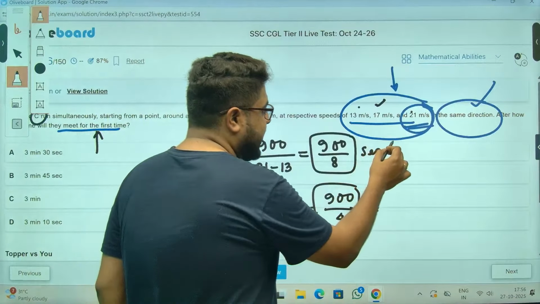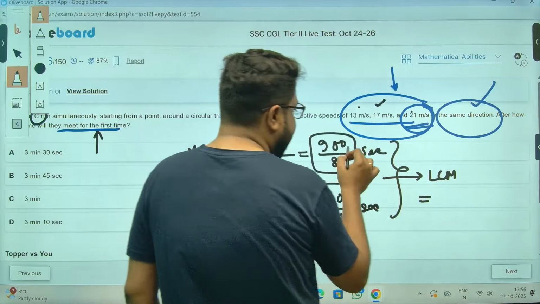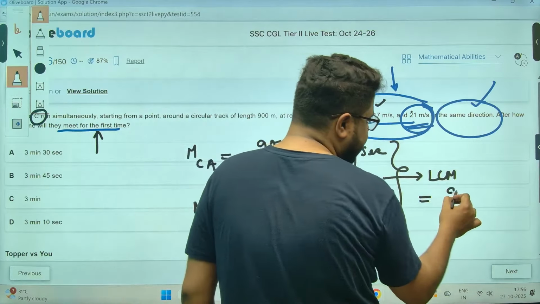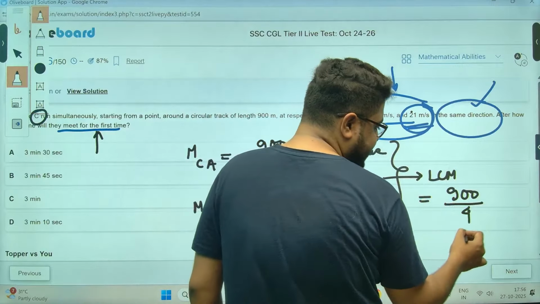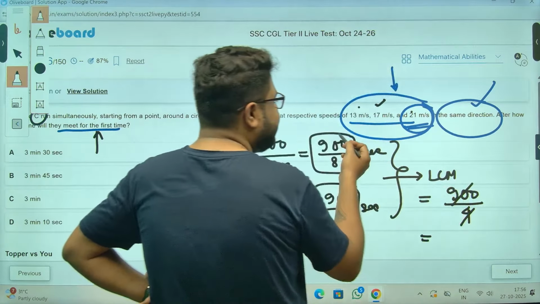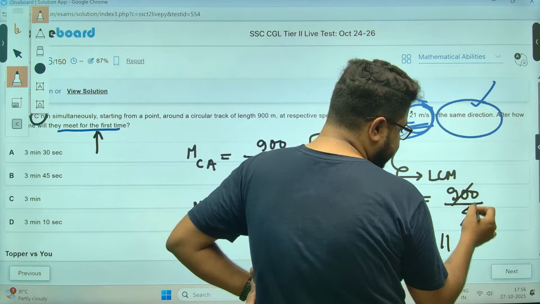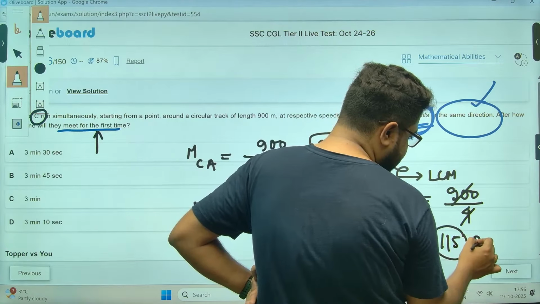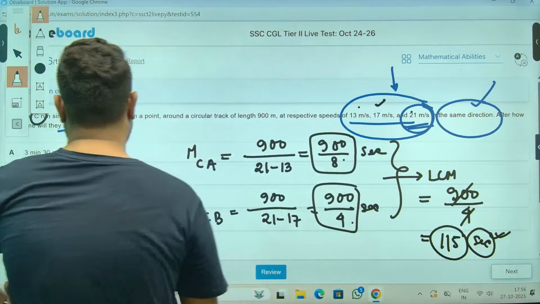Again, you take the LCM of these two. LCM of the numerators, which will be 900, by HCF of the denominators. Now look, this is divisible by 4. So this was 112 points. I forgot something. 1188, sir, 4 5, sir. This is 115. 115 seconds means a little less than 2 minutes.